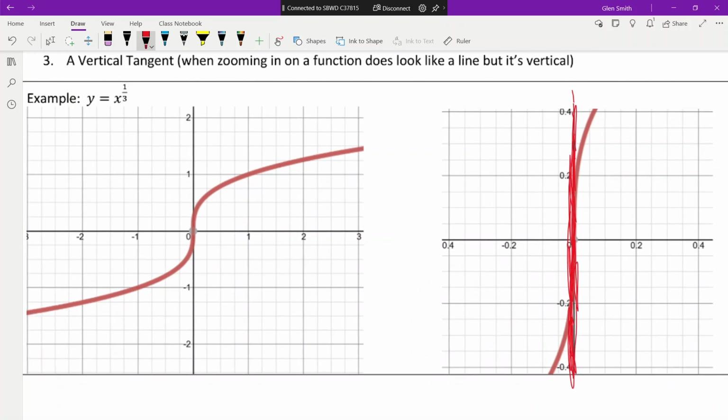Also, if you were to derive this thing, y prime equals, you would find that it's 1/3 x to the 2/3, right? That says 2/3. Well, that's not defined at 0. So super easy to see that as well. Okay?